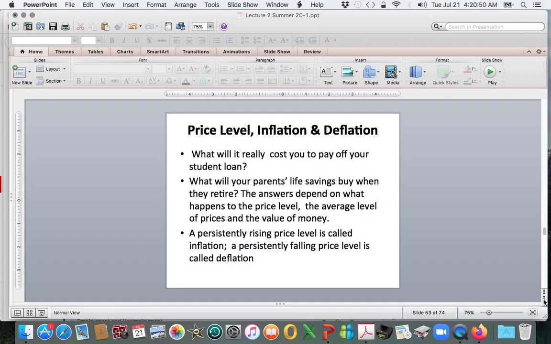And all of this depends on what happens to the price level, or the average level of prices, what we call the value of money. You're all familiar with the concept that over time, money actually buys you less than what it does at present. So in the future, the same amount of money will buy you fewer goods and services. So if there is a persistently rising price level, we call that inflation. On the other hand, if there is a persistently falling price level, we call that deflation.